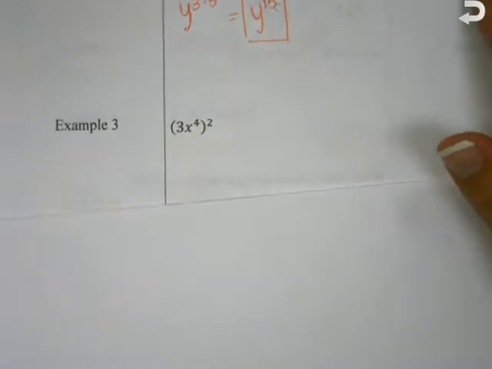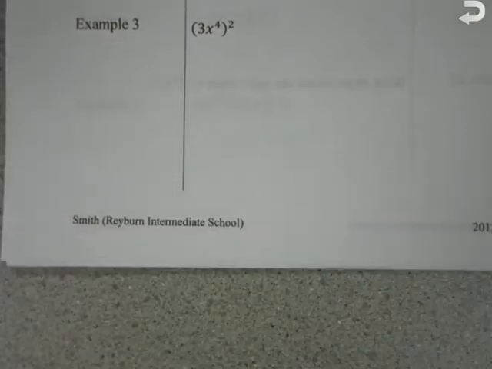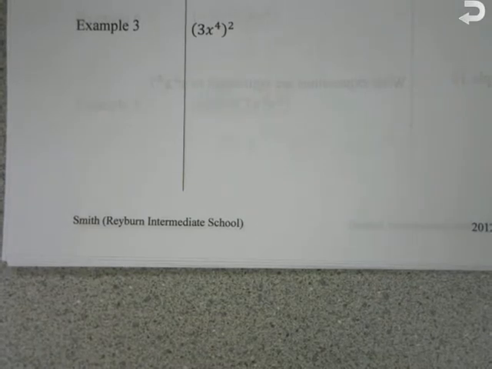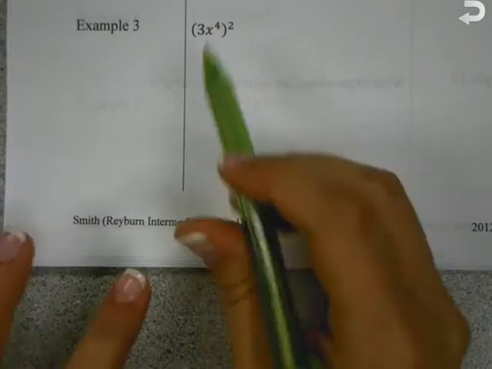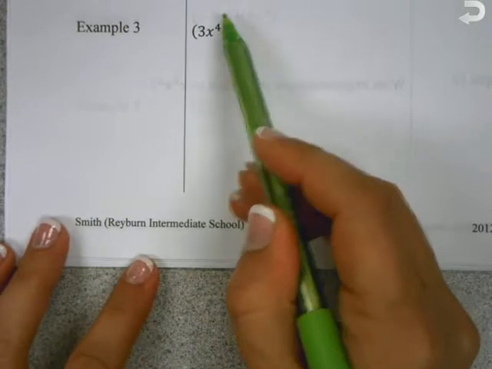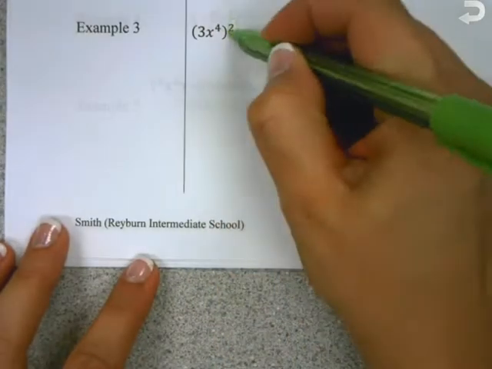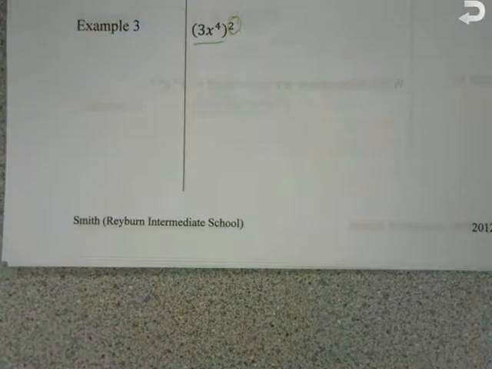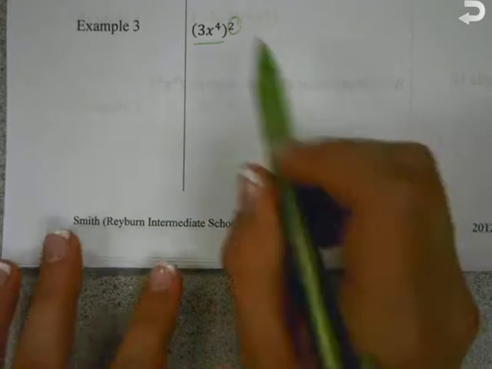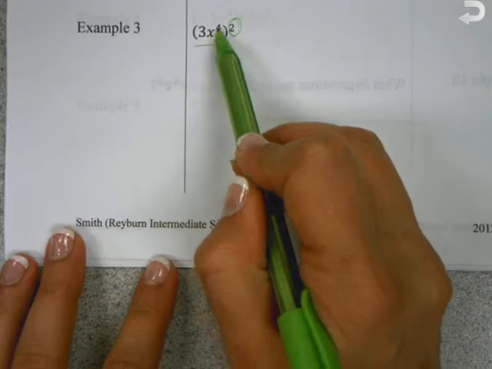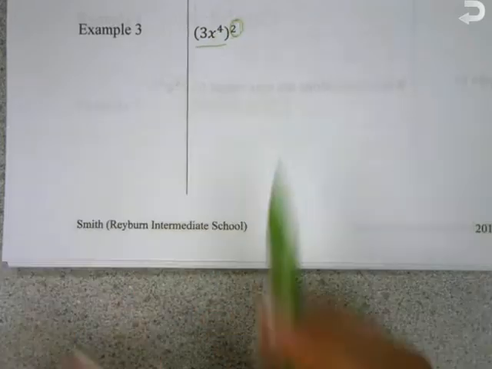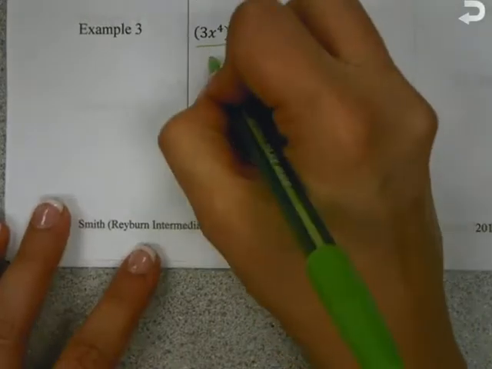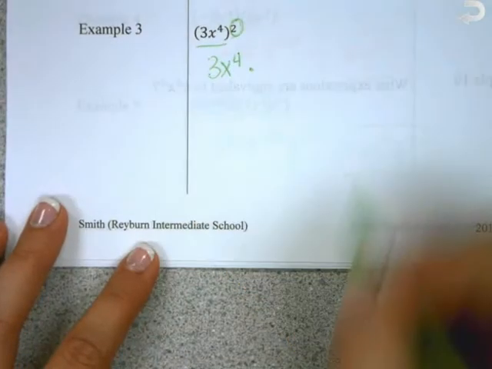We're going to actually expand this one. Okay, so there's more than just one thing inside that parentheses, right? We have 3x to the 4th, all of that to the 2nd power. So inside the parentheses, I have a coefficient now. What does this mean? When I have 3x to the 4th, all of that to the 2nd power, that's 3x to the 4th times 3x to the 4th.